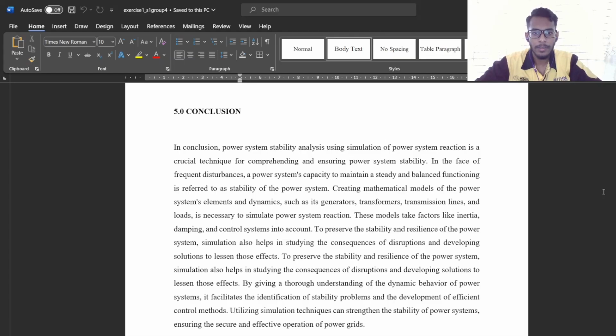In conclusion, power system stability analysis using simulation of power system reaction is a crucial technique for comprehending and ensuring power system stability. Creating mathematical models of the power system's elements and dynamics, such as its generators, transformers, transmission lines and loads, is necessary to simulate power system reaction. To preserve the stability and resilience of the power system, simulation also helps in studying the consequences of disruption and developing solutions to lessen those effects.